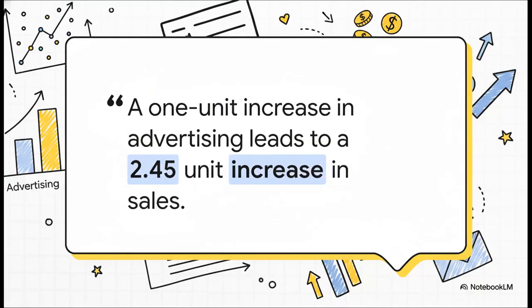So get this. If our model tells us that the slope, that magic number, is 2.45, it gives us this incredible piece of business intelligence. In plain English, it's telling us this: for every single dollar we spend on advertising, we can expect to get $2.45 back in sales. Now that is an actionable insight. That's a lever we can pull with a lot of confidence.